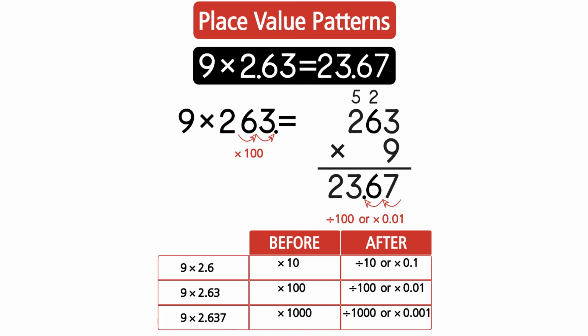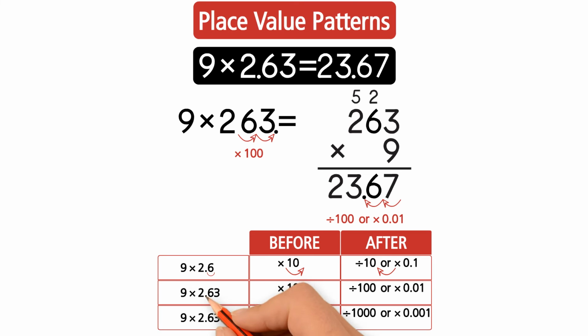This table shows what we need to do to multiply decimals by whole numbers. When the decimal only has one digit after the decimal point, we need to multiply by 10 to move the decimal point 1 place to the right. After the multiplication of the two whole numbers, we move the decimal point back 1 place to the left by dividing the result by 10, or by multiplying by 0.1.